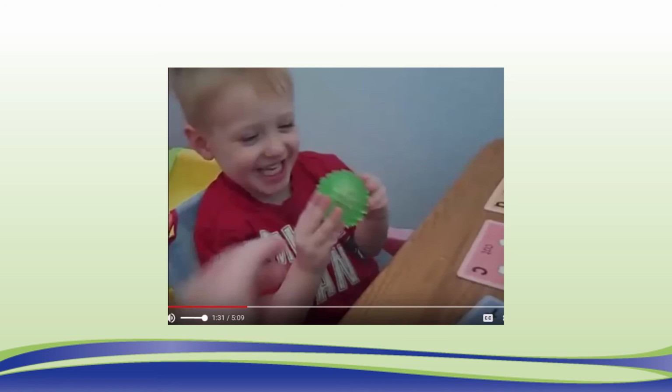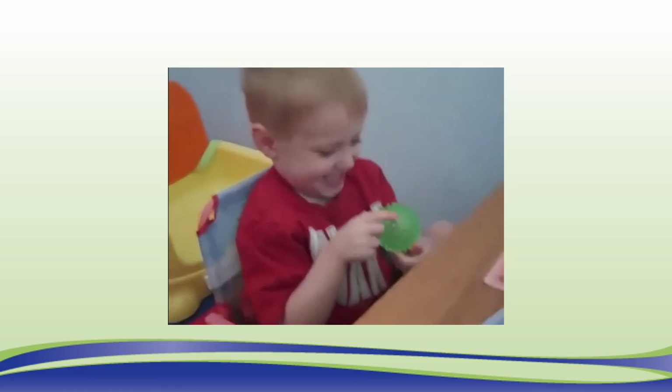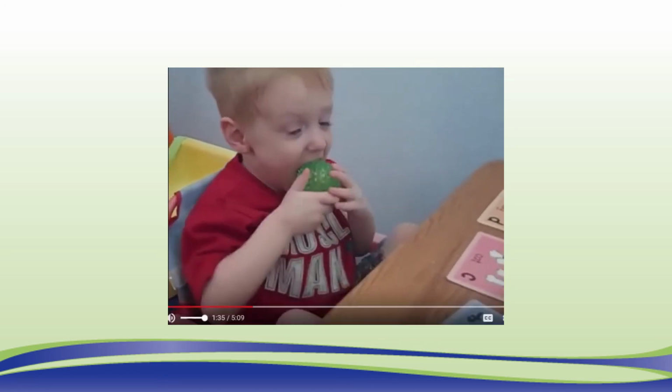Also, note that she gave the ball back immediately following his completion of the task. We want to make sure that we do this when we're using reinforcers to make sure that they continue to be reinforcing. Good job. Lots of praise and reinforcement. You like that ball, don't you?